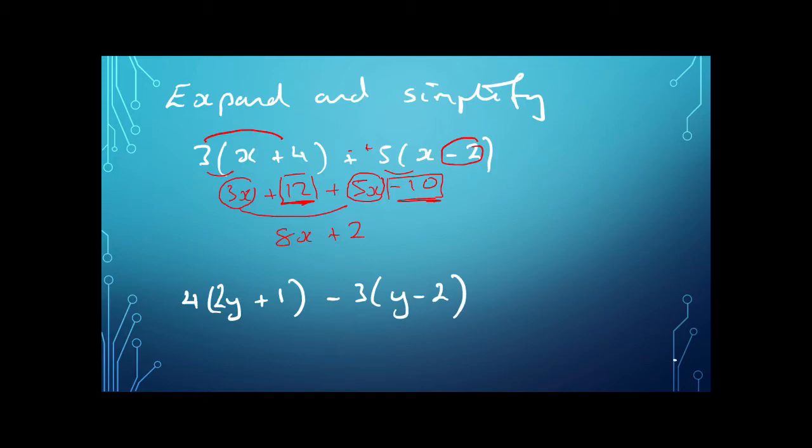This next one, we just have to be a little bit careful. Whenever we see a negative sign in the middle here, we know we need to be a little bit careful. 4 times 2y is 8y. 4 times 1 is 4. Now we have negative 3 times positive y, which is negative 3y. And this is where we have to be particularly careful. This is negative 3 times negative 2, which is positive 6. Adding like terms, the 8y added to the negative 3y is 5y, and then the 4 add the 6 is 10.